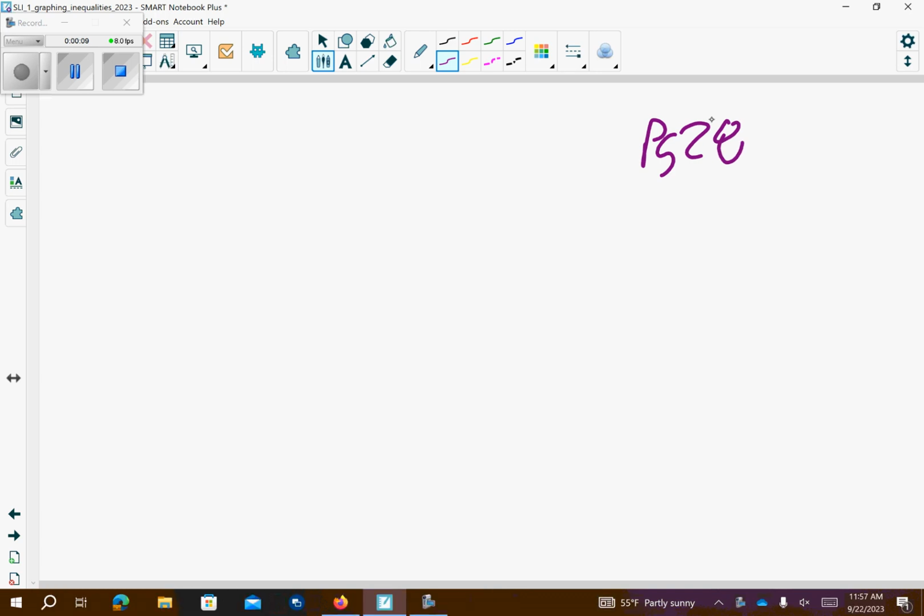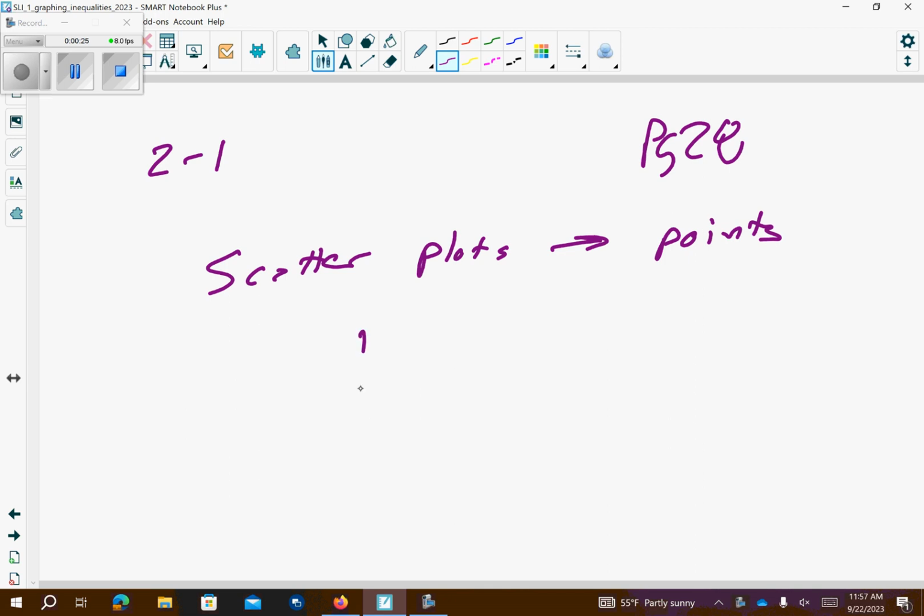Okay, so we're going to be talking about scatter plots and linear trends. This is section 2-1. This first thing, we're going to talk about scatter plots. This means we have points on a graph. On our graph, the x-axis is always the explanatory, and then the y-axis is the response.